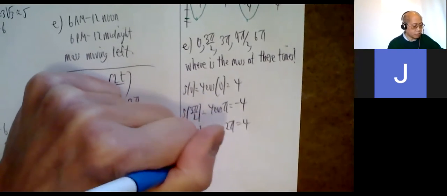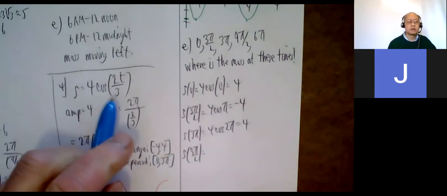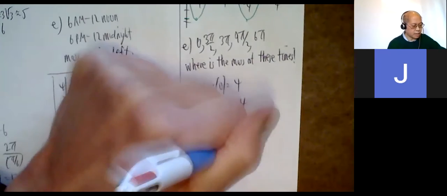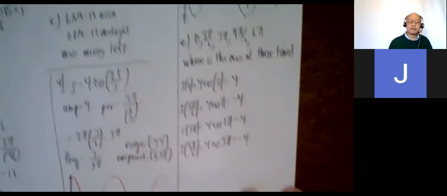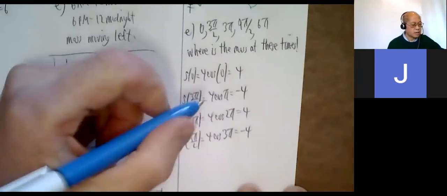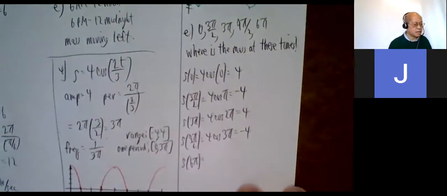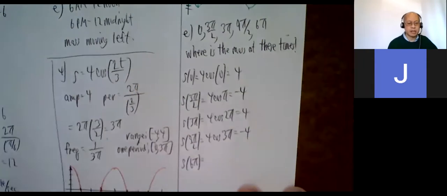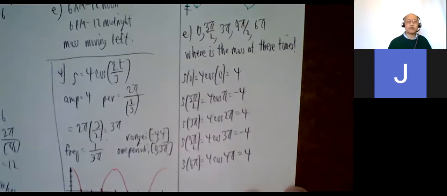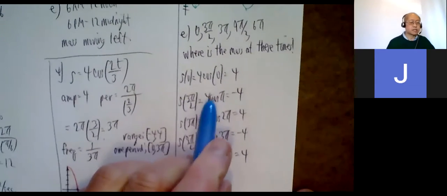S of 9π/2, plug in 9π/2. 2's cancel out. I'll be taking 4 cosine of 3π. Cosine of 3π is -1, so -4. And finally, S of 6π, I'll be taking 4 cosine of 4π, which is 4. In other words, at the extremes, the maximum and minimum values, the velocity is 0.